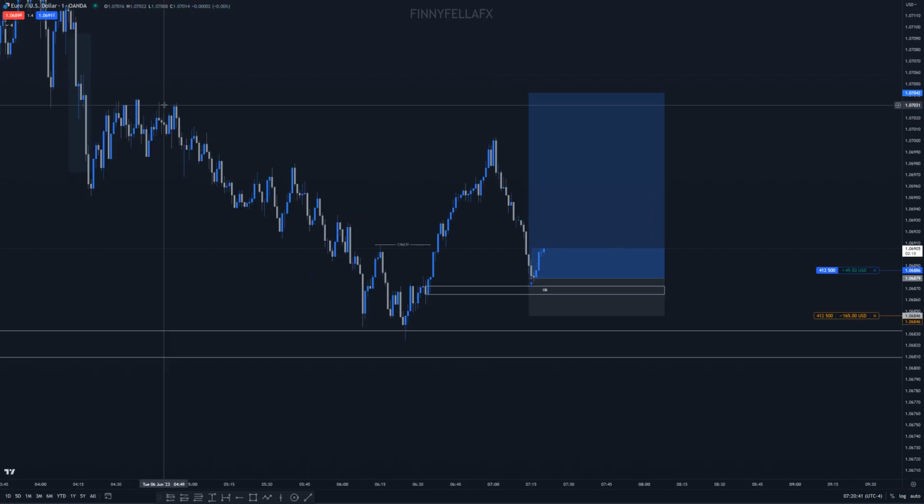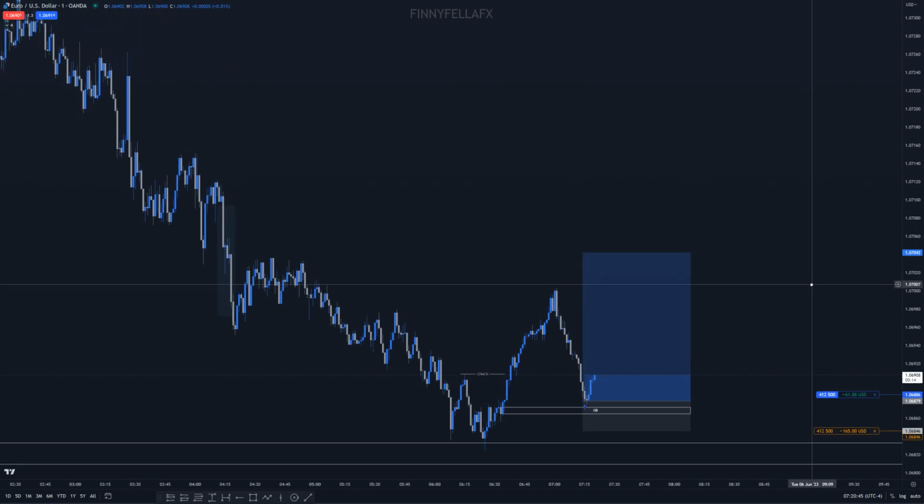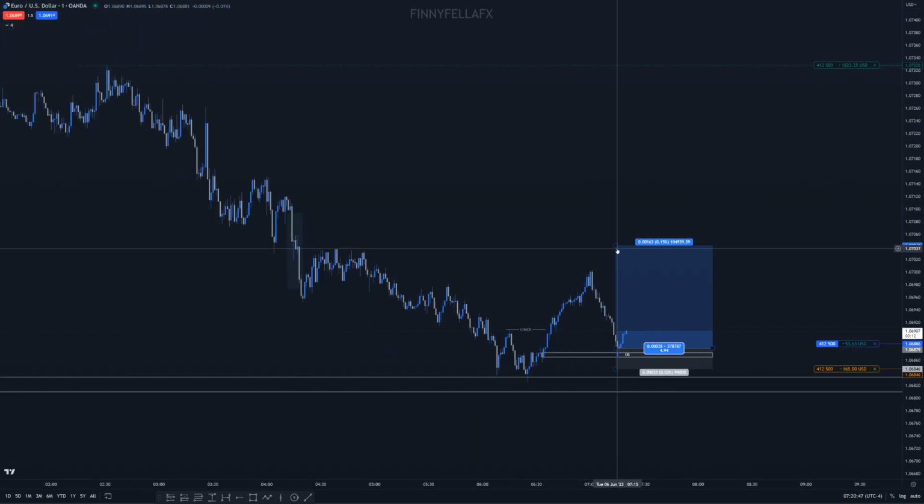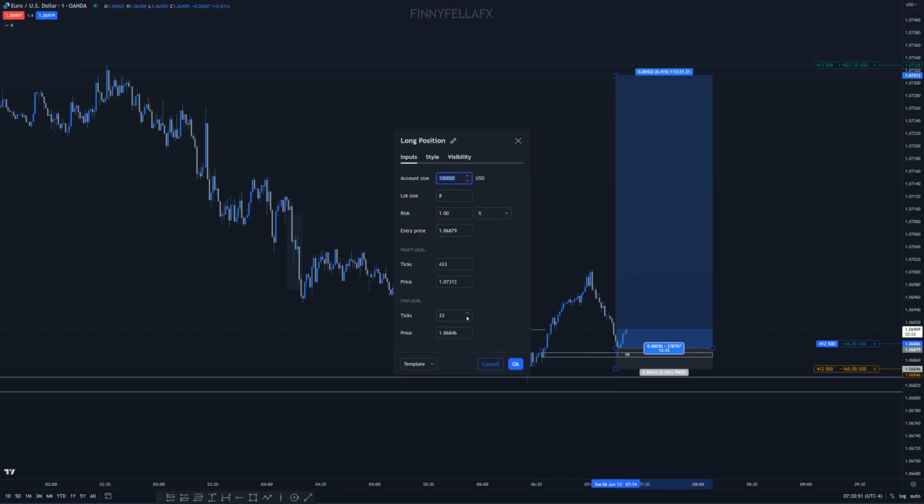So let's just aim for these highs first. We'll do that as our TP1. What I'd still like the overall to be just short of that, just to allow for the spread. So 44 pips.